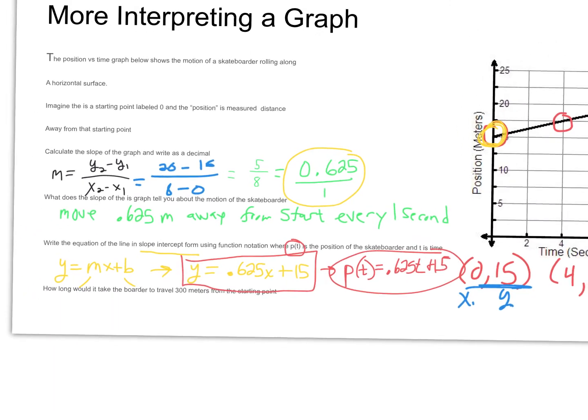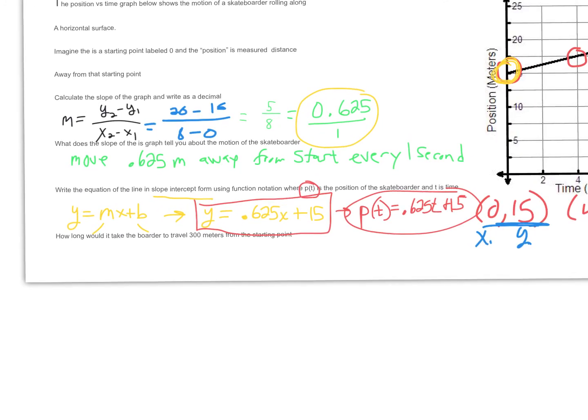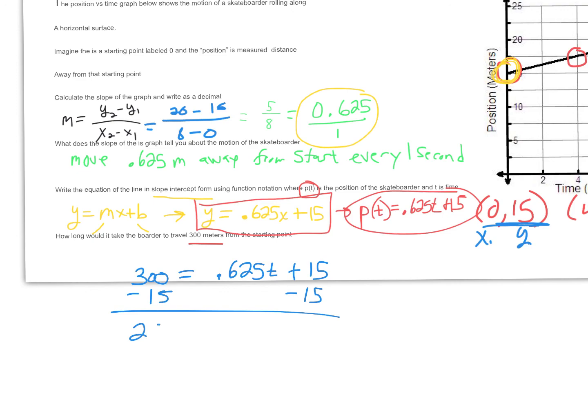All right, let's go to the last question. How long will it take the boarder to travel 300 meters? So we're looking for time given distance. We're going to use our formula. 300 equals 0.625t plus 15. I'm going to subtract the 15. So we get 285 is equal to 0.625t.